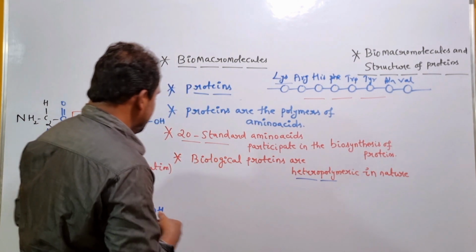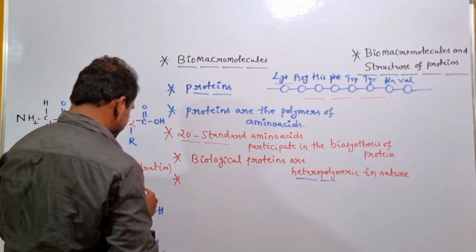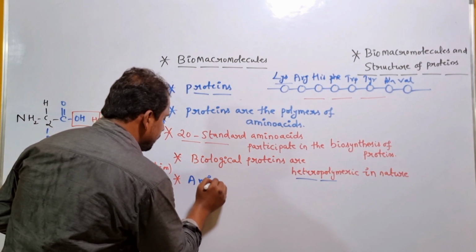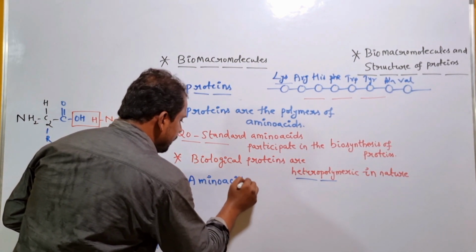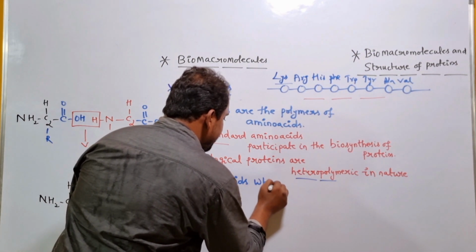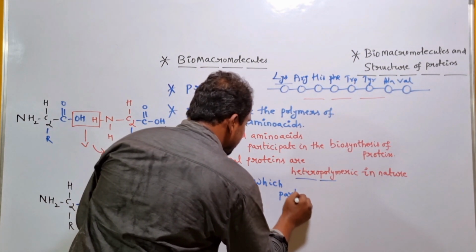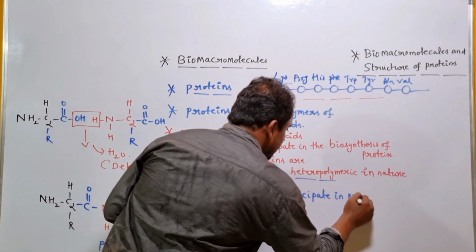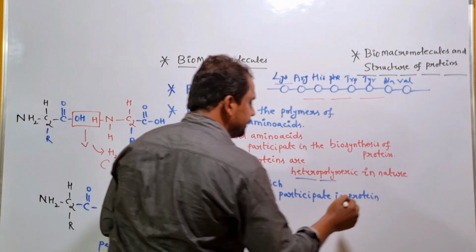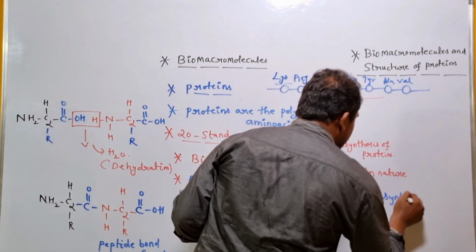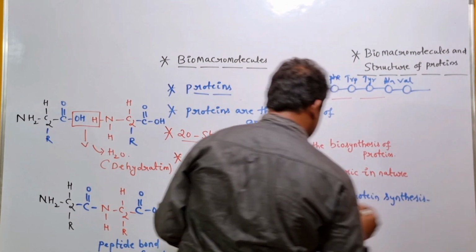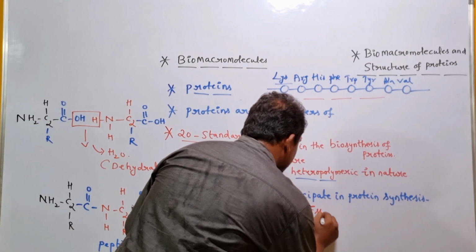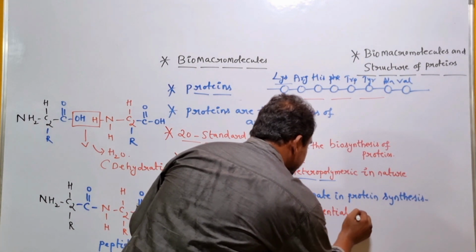Is it clear? Amino acids which participate in protein synthesis are of two different types, and these include essential and non-essential.